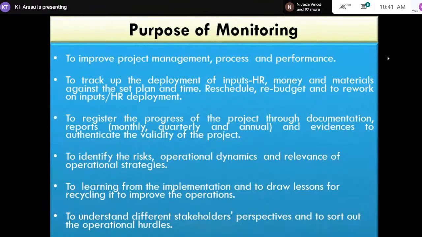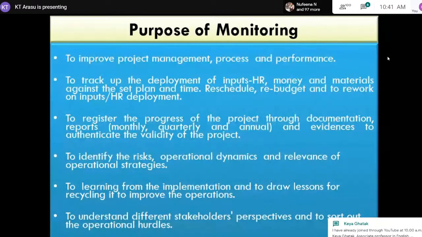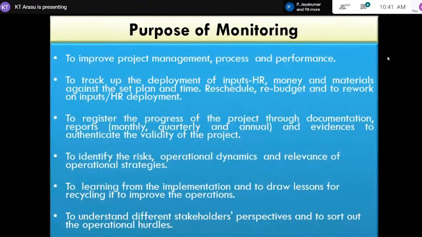All these are part of the monitoring. Sometimes what is happening is that some NGOs mechanically implement it, like an infrastructure project. That doesn't hold good. It is a type of reflection on the work done, rebudget and rework. Sometimes all these things are possible. The donor will allow these things.